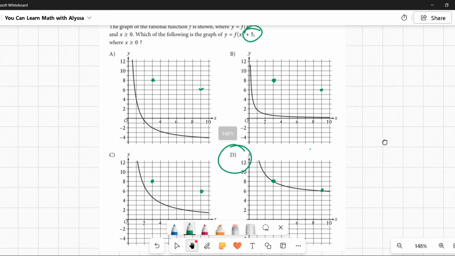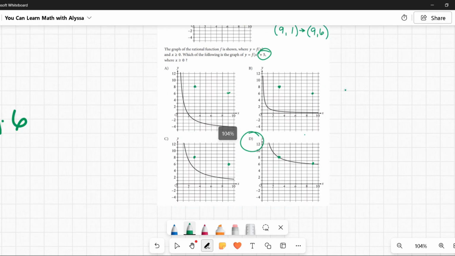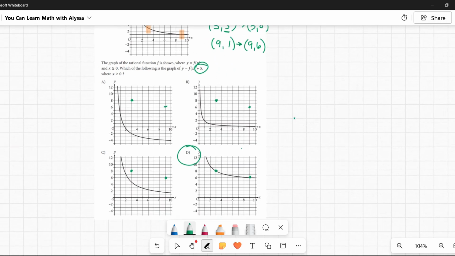Again, with something like this where your choices A, B, and C are clearly not moving up and we know it needs to move up, you don't necessarily have to go through this process. This is a way of confirming it if you are unsure or if you have a couple of graphs that look similar. Again, I'm giving you techniques that will help you not just for this problem, but for any problems that you may have that are using these similar topics. Okay, so again, our answer for that one is D because it moved up 5.